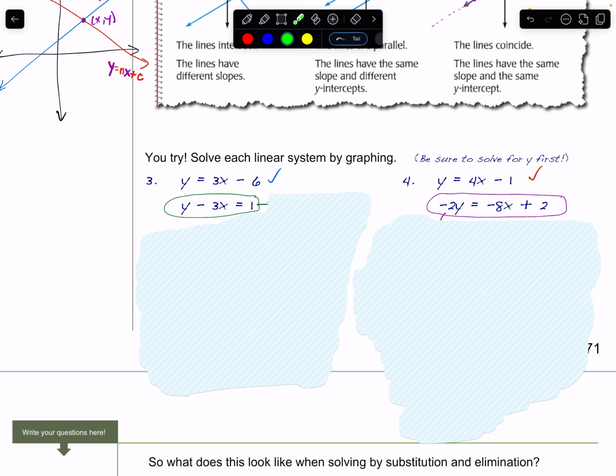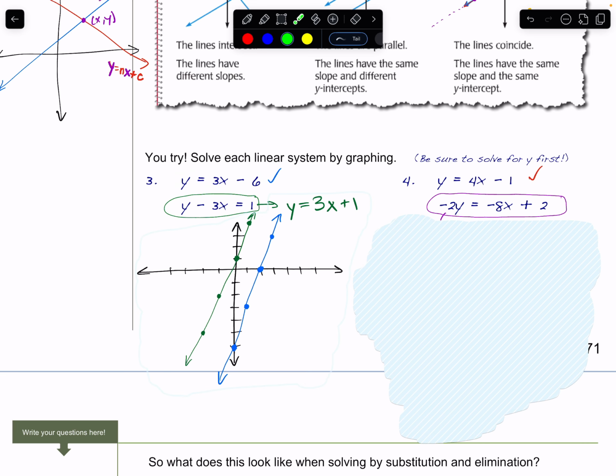Okay, so for number 3, I put a blue check mark here because I'm going to graph this equation in blue, but it's already in slope-intercept form. The second equation is not, so let's get it in slope-intercept form. And when you have them in slope-intercept form, we notice that they have the same slope of 3, but they have a different y-intercept. So even without graphing, since they're in slope-intercept form, we know that they have the same slope and different y-intercepts, so they're going to be parallel.